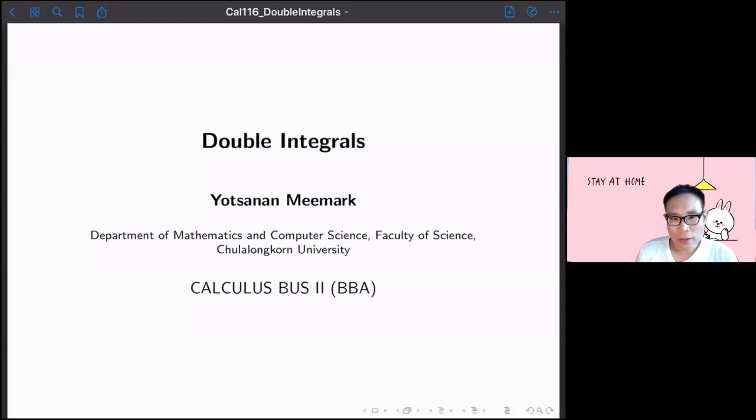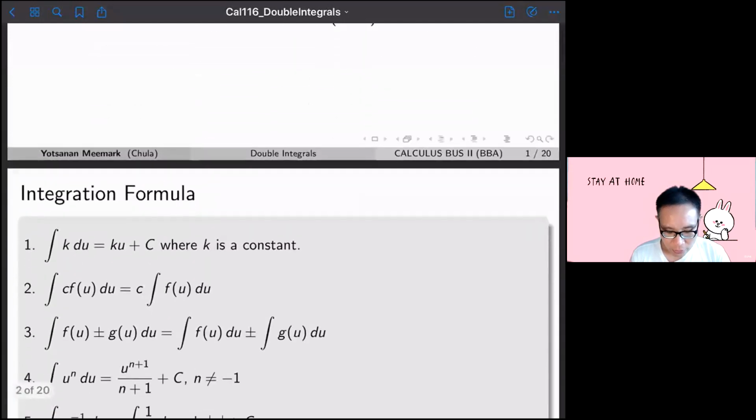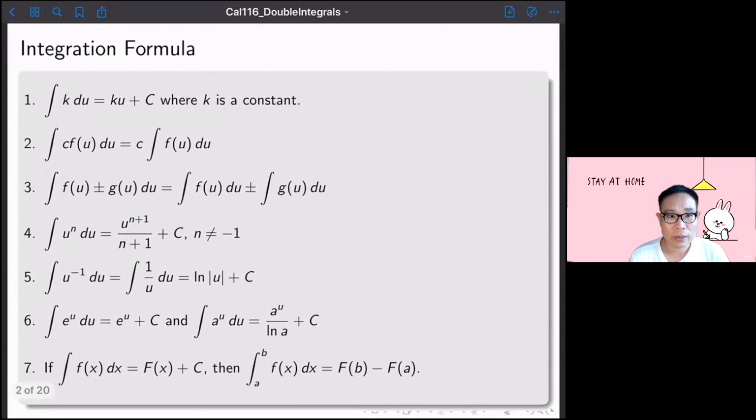In this video, I'm gonna talk about integration. However, it's gonna be integration in one variable first, that will make you ready for the topic that we're gonna study next, which is double integrals. Okay, so it's gonna be the basic formulas that you used to have from calculus 1.